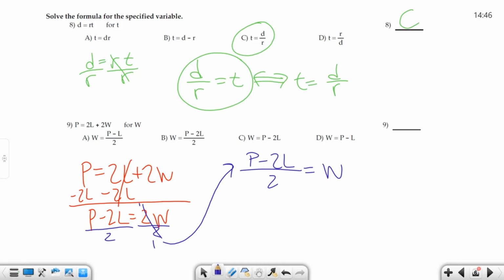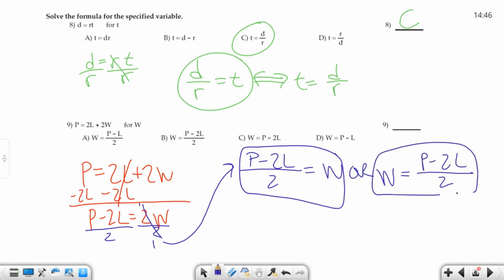So do I see that anywhere? P minus 2L over 2 is W. How else could I write that, by the way? Does it matter what side the W is on? Right, it could be W equals (P minus 2L) over 2. That's exactly the same thing. Just W equals is written on the other side. And that is going to be answer choice B. Right, P minus 2L over 2 equals W. Yep, so B.